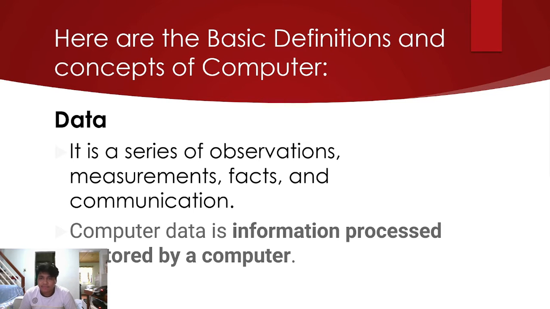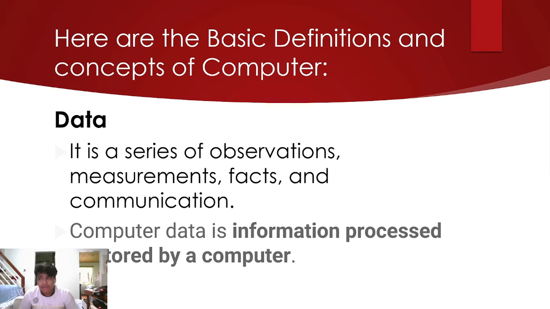Here are the basic definitions and concepts of a computer. Data. It's a series of measurements of facts and communication. Computer data is information stored by a computer. It refers to facts that someone's existing information or knowledge is represented or coded in some form suitable for usage or processing.